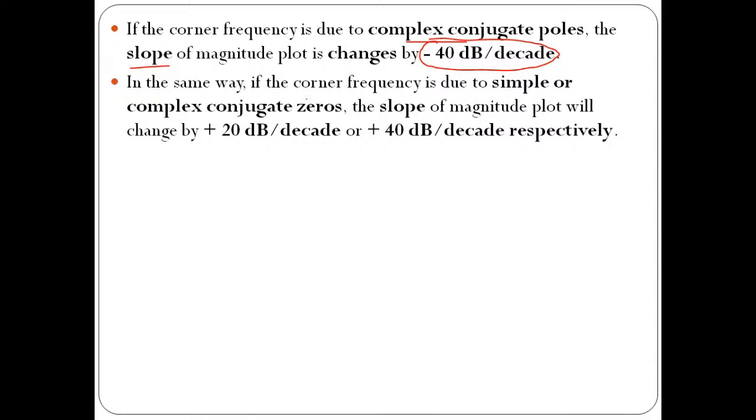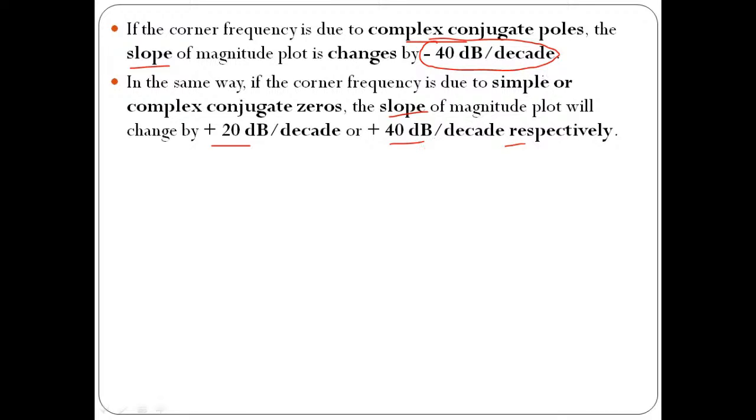In another case, suppose the corner frequencies are due to simple zeros, or complex zeros, then the slope is going to change by plus 20 dB per decade and plus 40 dB per decade respectively. This is very important.